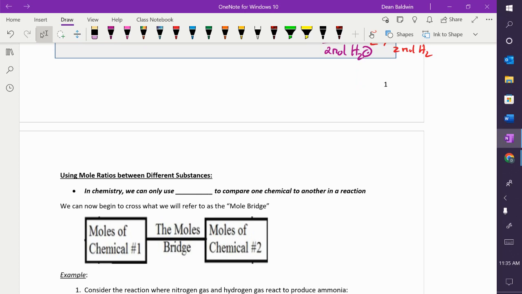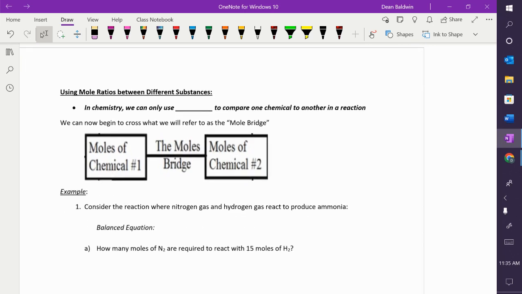So in chemistry, we don't use grams to compare molecules. We always use moles because there are different densities and all that kind of stuff. But moles is the constant. So we only use moles to compare one chemical to another in a reaction. People love this term, the moles bridge. I don't love it, but I'll show it to you because a lot of teachers do. All the moles bridge says is that you can convert from the moles of one chemical to the moles of the other chemical.